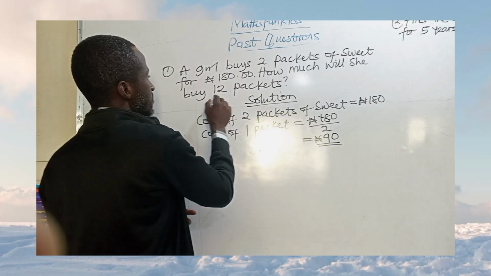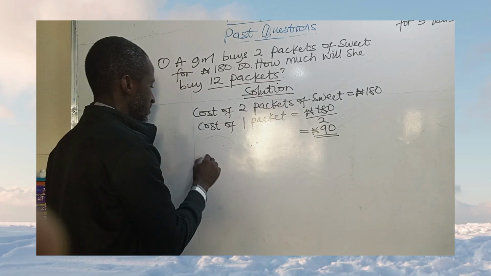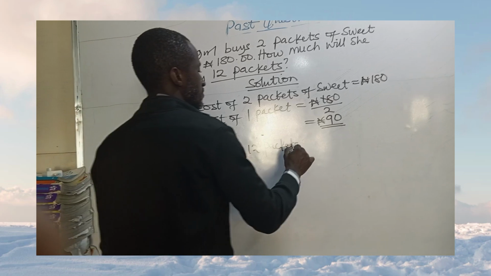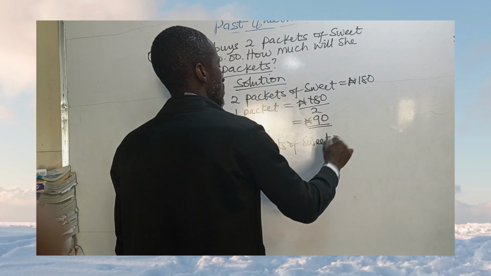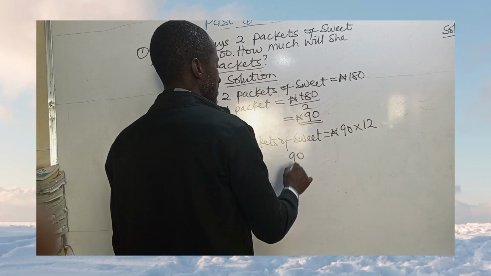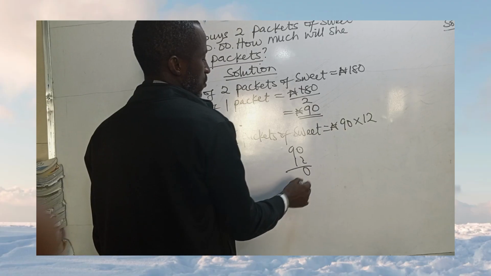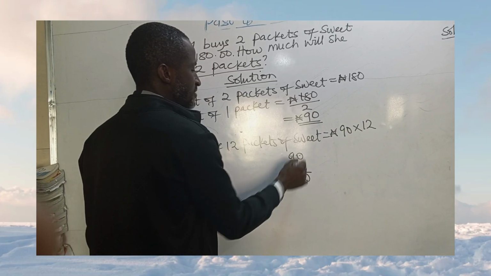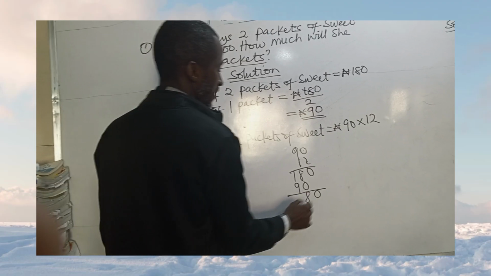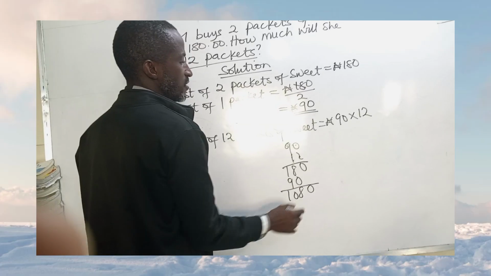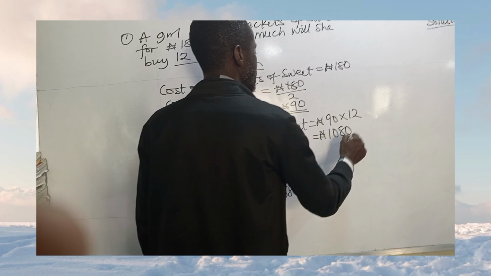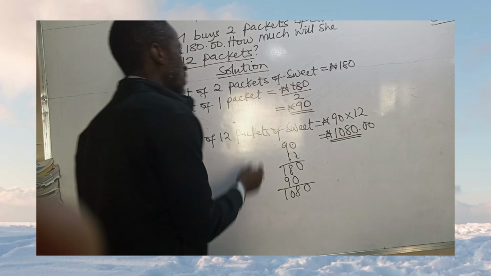Now the question before us is the cost of 12 packets. The cost of 12 packets of sweet will now be 90 naira times 12. 90 times 12. 2 times 0 is 0. 2 times 9 is 18. 1 times 0 is 0. 1 times 9 is 9. Adding, we have 0, 8, and 1 plus 9 will give us 10. So the cost of 12 packets is 1080 naira. That's question number 1.